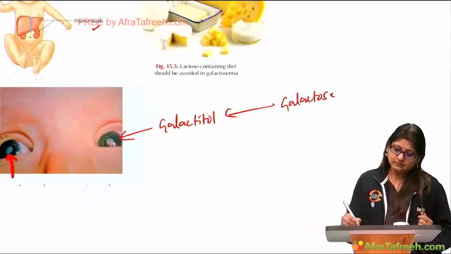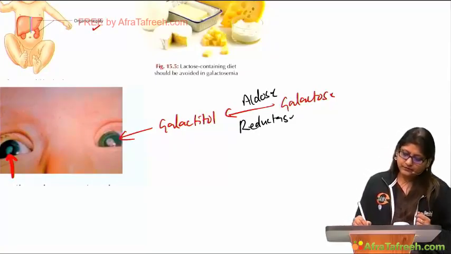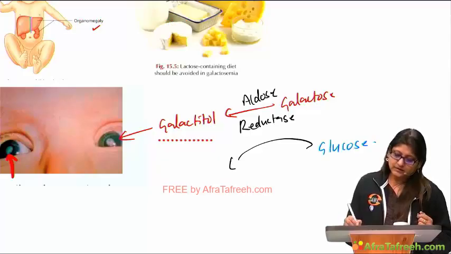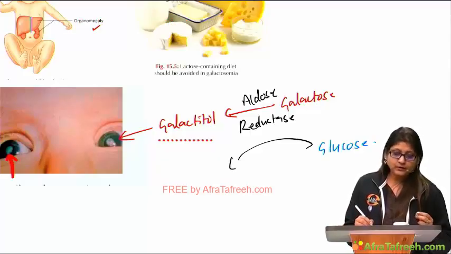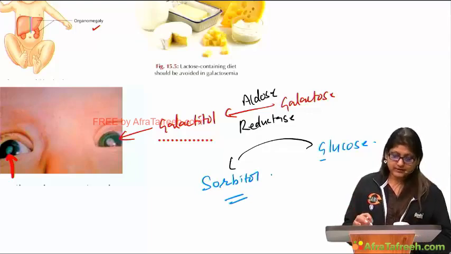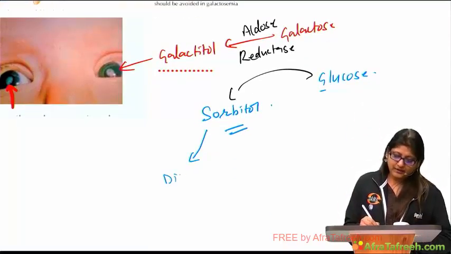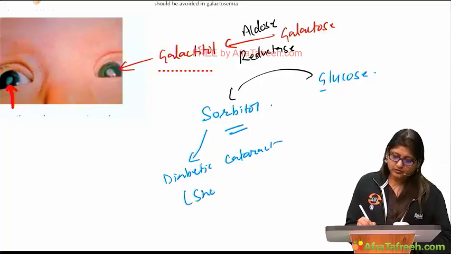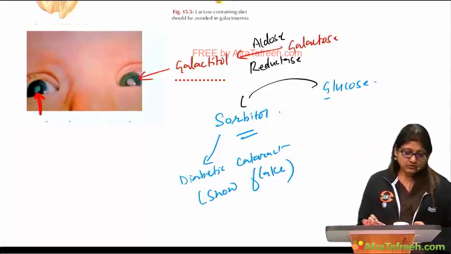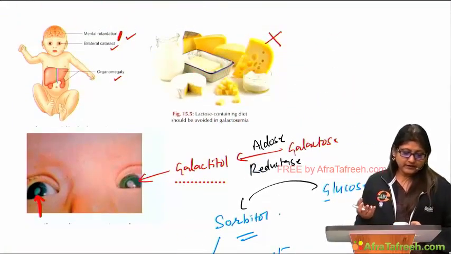Enzyme name is aldose reductase. In a diabetic patient, when there is high glucose in the blood, the same enzyme is the culprit. Aldose reductase is the culprit for diabetic cataract, because that time the glucose is converted to sorbitol, which is again a hygroscopic alcohol, and results in diabetic cataract. But diabetic cataract is a snowflake cataract. Breast milk is also not allowed because that is also having lactose and galactose, right?